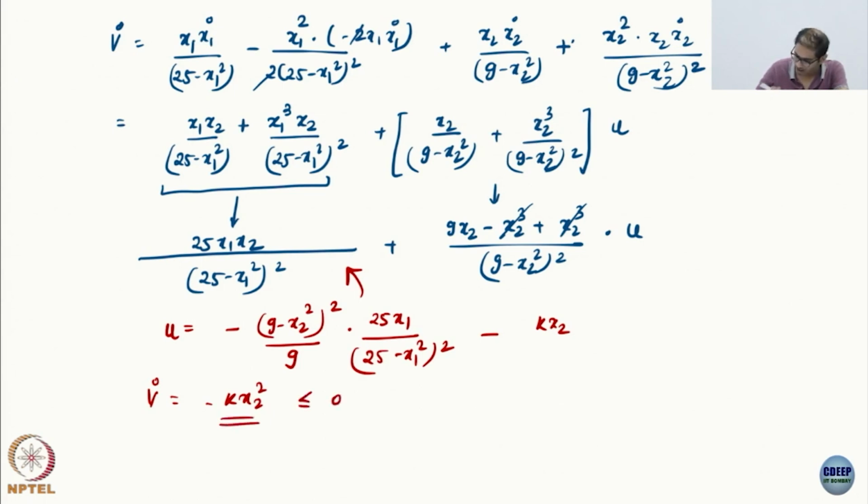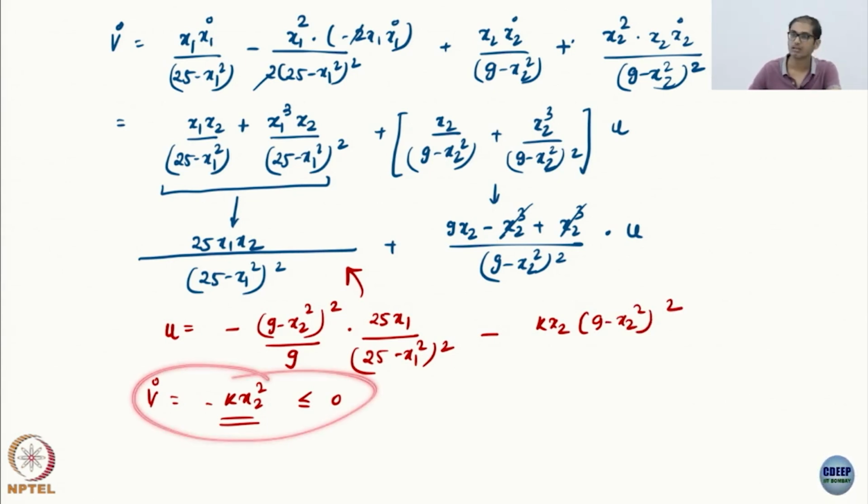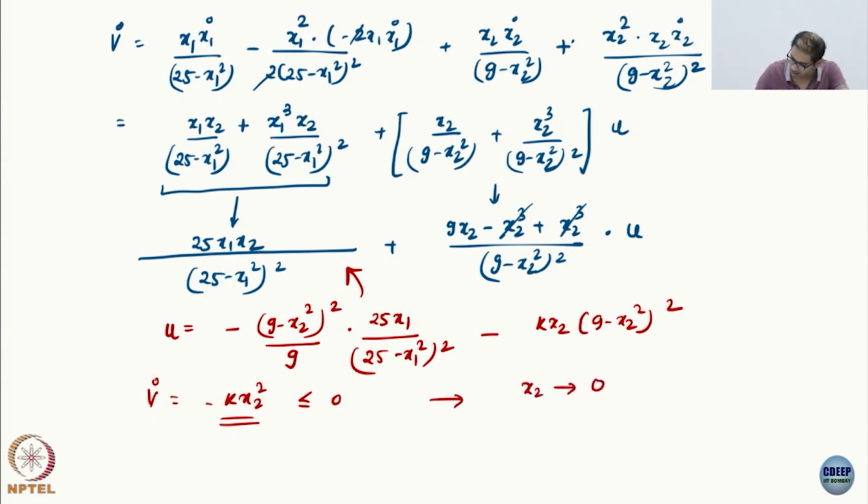Sorry, I make my life simple and probably multiply. I am going to do that, I will make my life simple. I didn't need to do it, but theek hai. This gives me what? I will just go the Barbalat's lemma route. It will give x2 going to 0, x2 dot going to 0.